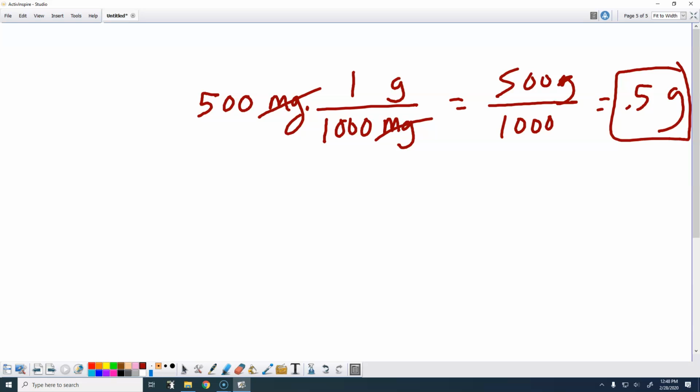So now, let's reverse it. Let's say I had 500 grams, and I wanted to convert that to milligrams. Now what goes on the bottom?